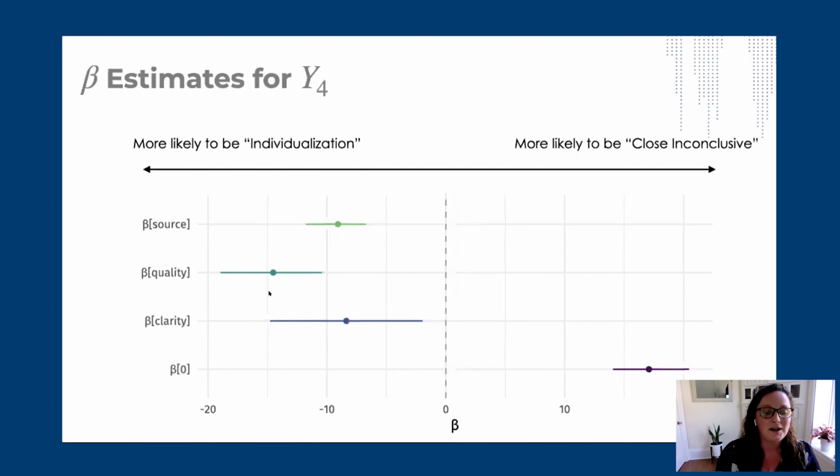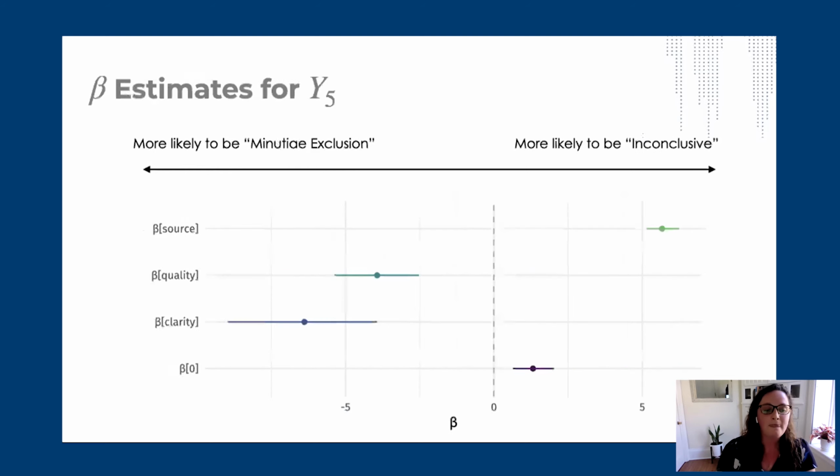And we also see that when items really do come from the same source, they are more likely to be rated as individualizations. For Y5, similarly, higher quality and clarity tend to be rated as minutia exclusions. And then interestingly here, items that are same source are more likely to be rated as inconclusive. So this should also make sense. When items are the same source, they're not likely to be rated as minutia exclusion.